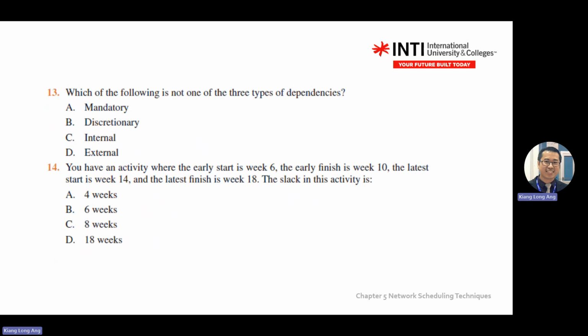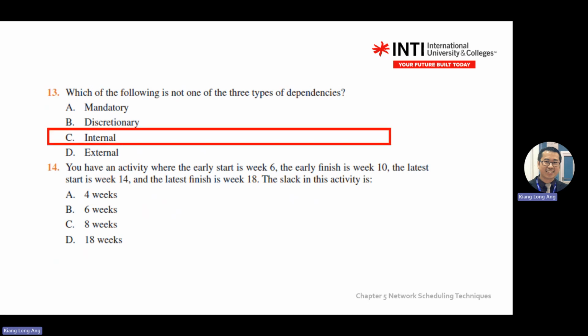Which of the following is not one of the 3 types of dependency? You have mandatory, discretionary, and external. So remember, mandatory means you need to build the wall before you put the roof. Discretionary means based on the wisdom of the project manager, they can stop the activities. External is the one that out of control of the project manager. Okay, so internal is no.